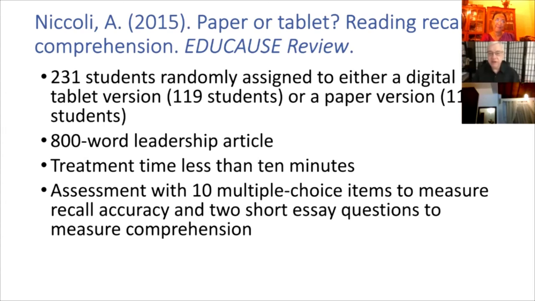Because this was a military context, they could use an experimental design. They had 231 students randomly assigned to either a digital version of a paper or a paper version. These students, by the way, are non-commissioned officers in the US Coast Guard. The reading they were doing was only an 800-word article about leadership. So the treatment time for this study was less than 10 minutes.